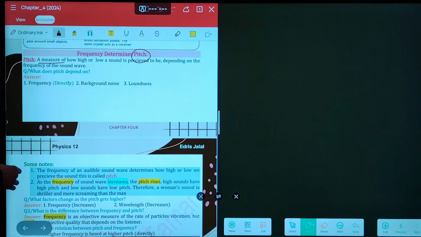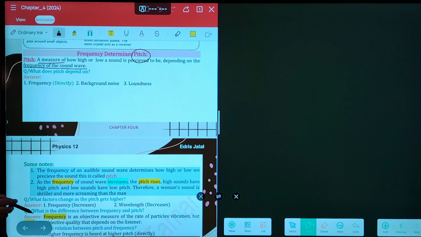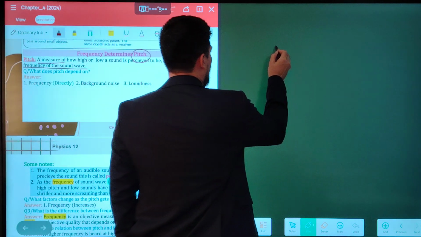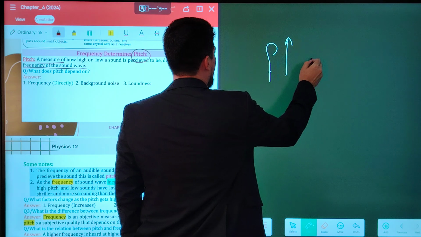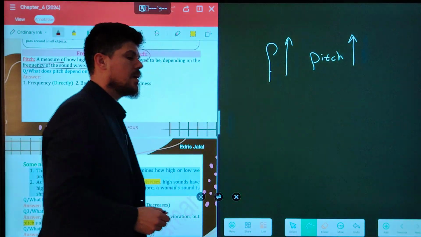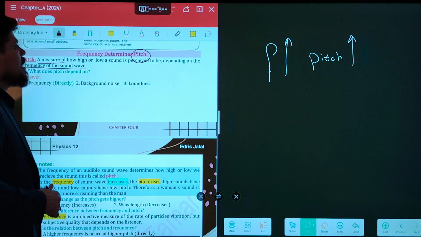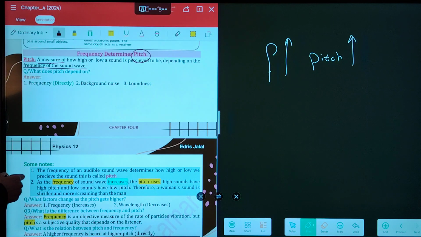What is pitch? Once again, a measure of how high or low a sound is perceived to be, depending on what? The frequency of the sound wave. What is the relation between pitch and frequency? More frequency has more pitch. Frequency and pitch are directly proportional.